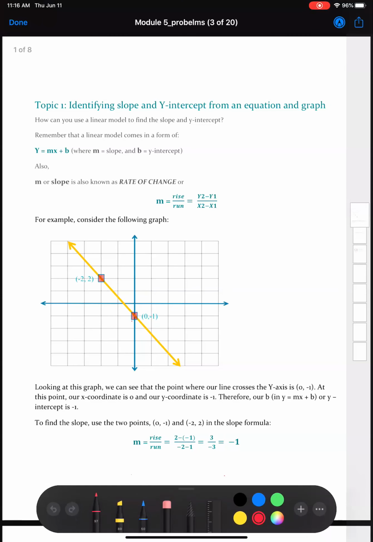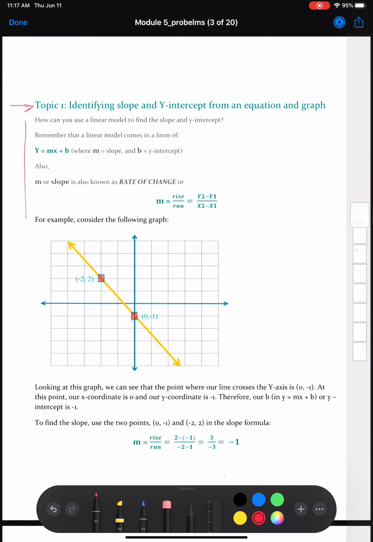Okay, so let me start with topic number 1. Topic number 1 says identifying slope and y-intercept from an equation and graph. So I will actually walk you through how to do that. Let's read this together.